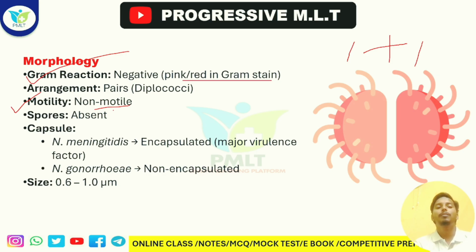After that, spore absent. After that, capsule: Neisseria meningitidis is encapsulated, means it has a capsule. Neisseria gonorrhoeae is non-capsulated, means it does not have a capsule. Because we are discussing only these two Neisseria: one is Neisseria meningitidis, another is Neisseria gonorrhoeae. Now we are coming to the size, that is 0.6 to 1 micrometer. That's all the morphology related to Neisseria.